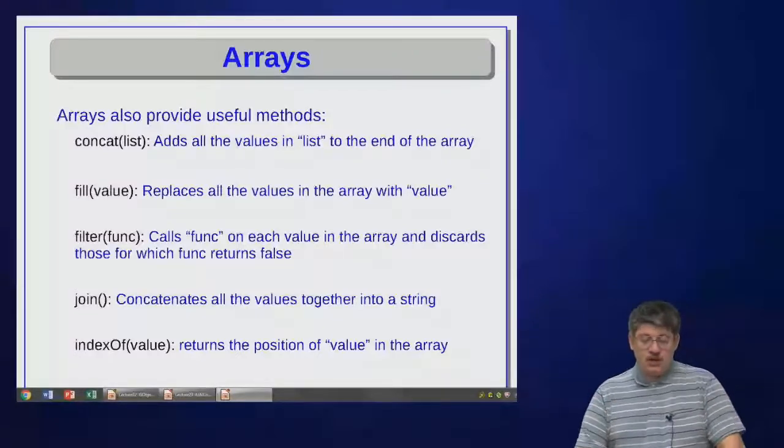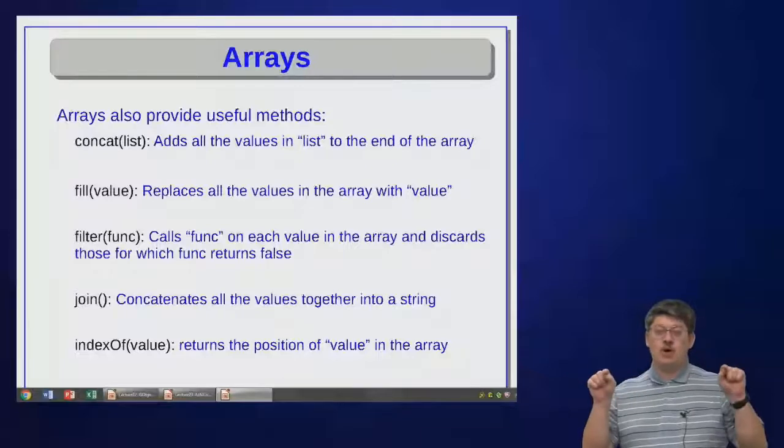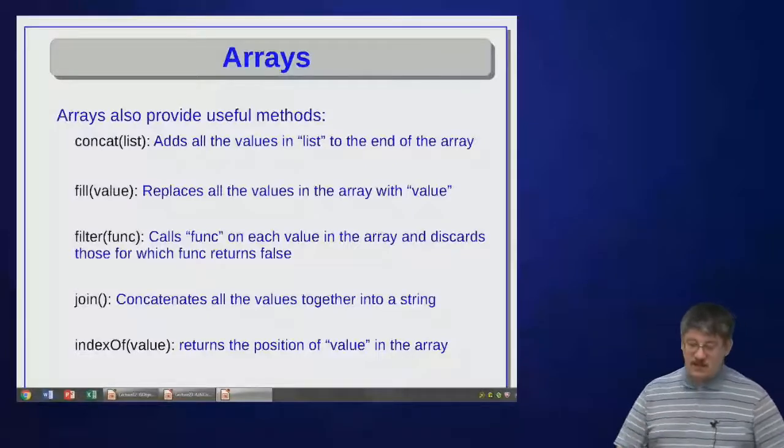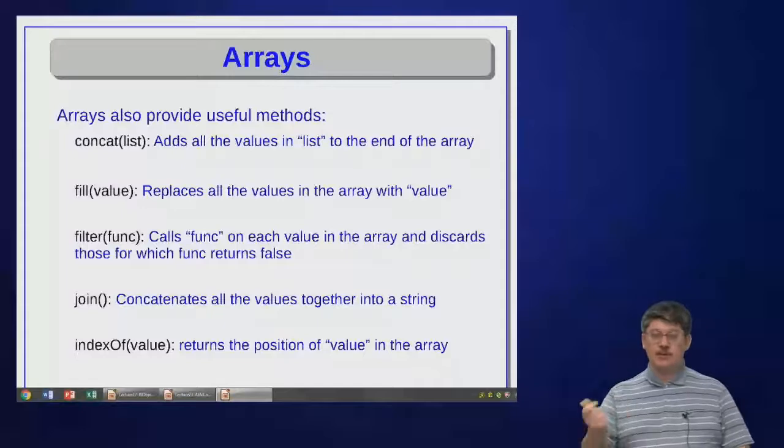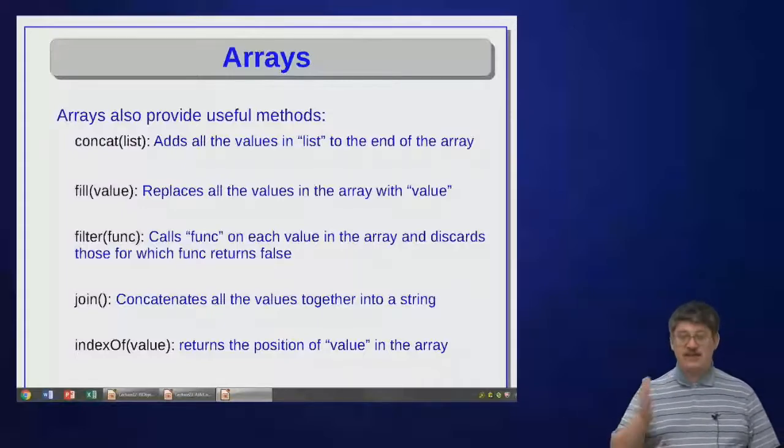The join function will take all of the things in the array and make them into one long string. And indexOf will find a value in the array and tell me where it is. What position is it at? Again, starting from 0.